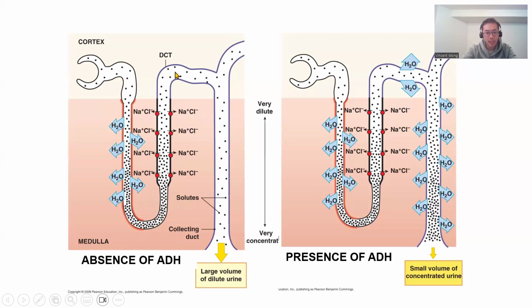So without ADH, that's it. Whatever you get coming out of the loop of Henle, that's the pee that's going to be coming out, and we're going to be producing a large volume of diluted urine. Very light color, lots of pee.